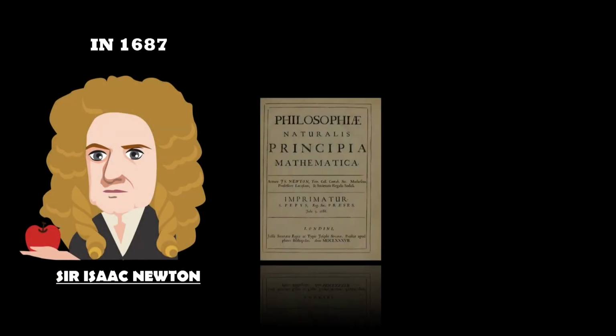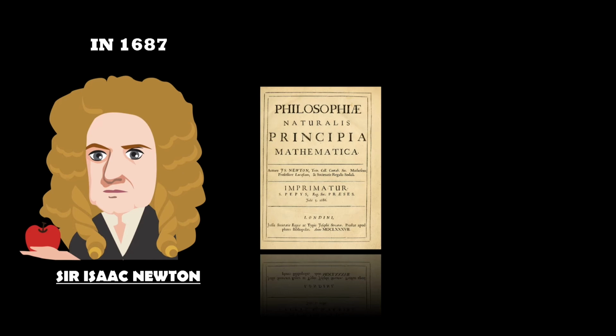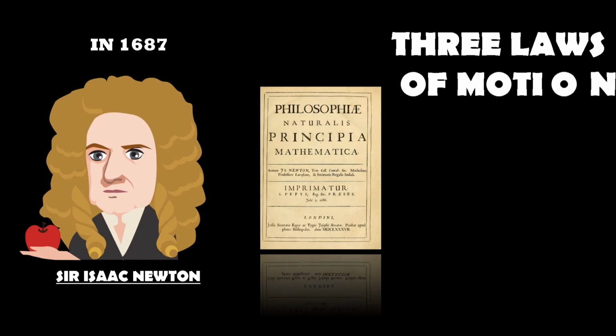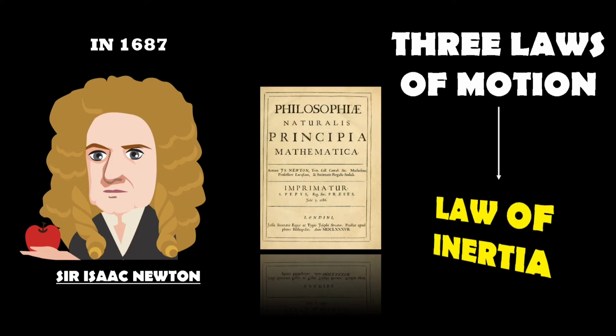In 1687, Sir Isaac Newton published a book called Philosophiae Naturalis Principia Mathematica. In that he wrote three laws of motion. In that, the first one is the law of inertia. So in this video, we'll discuss the first law of motion.